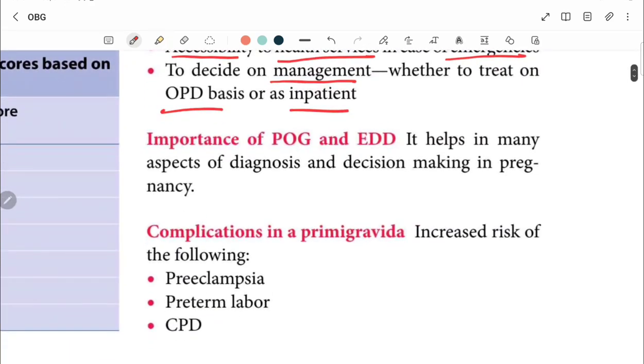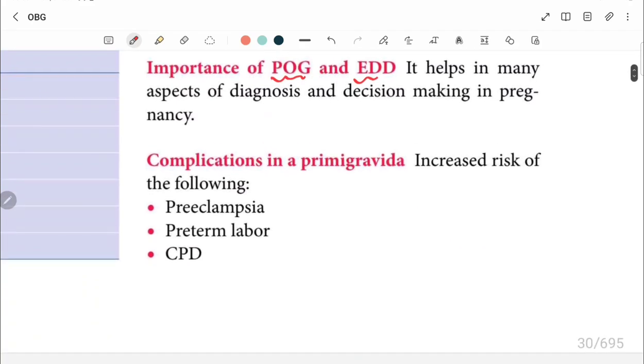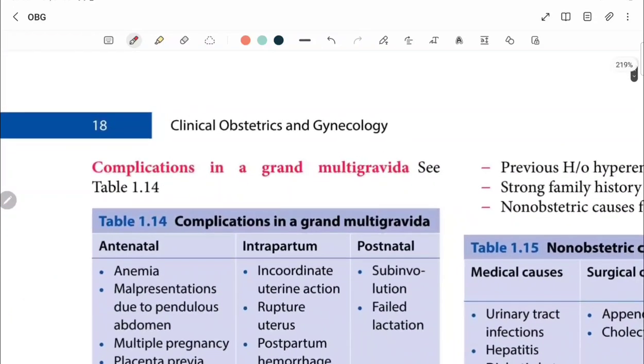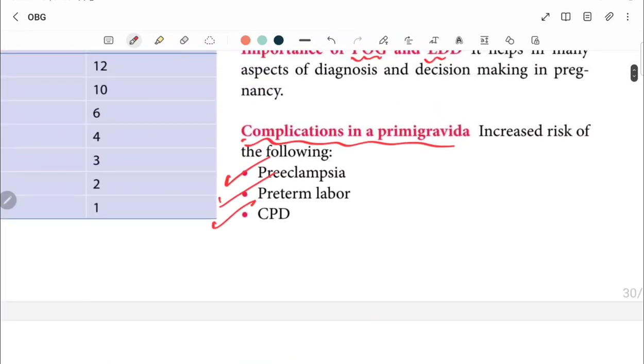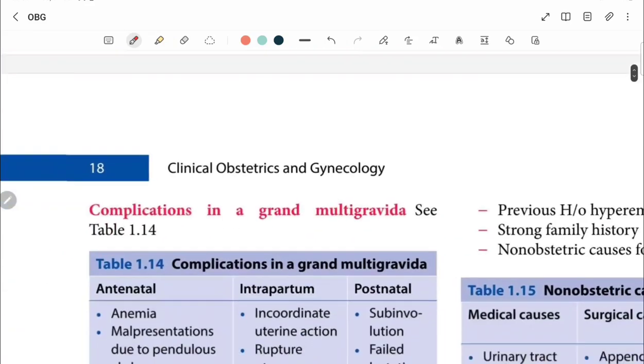Now next, coming to the importance of period of gestation and expected date of delivery. What is the importance of POG and EDD? It helps in many aspects of diagnosis and decision making in pregnancy. Complications in primary gravida are increased risk of preeclampsia, preterm labor and cephalopelvic disproportion. These are the major three complications in primary gravida.